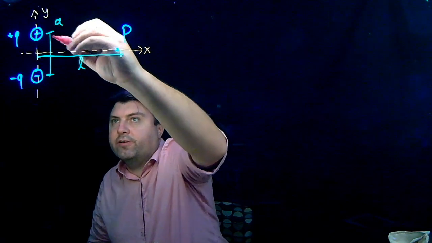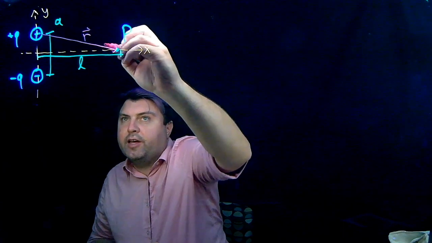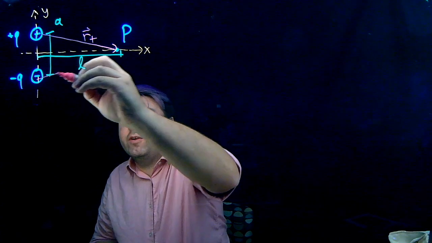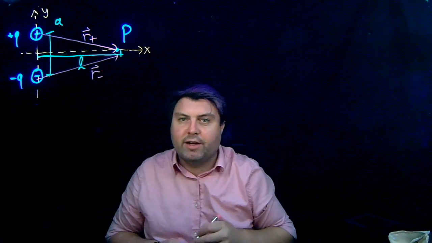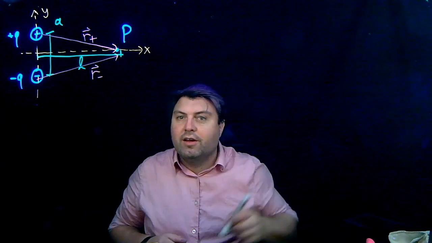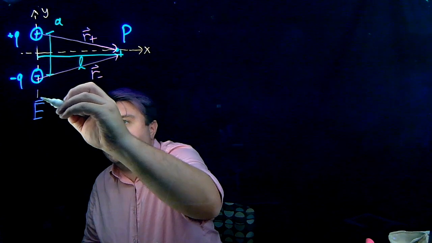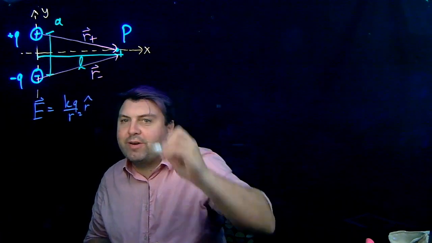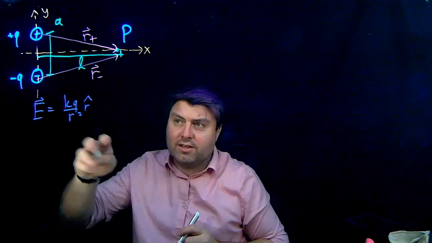So we need to draw a vector from the positive charge to the point P, and label it R vector plus. We're going to draw one from the negative charge as well, and call it R vector minus. Now that we have that, we can go into our organized step. We're trying to find the electric field, so let's write the electric field equation to remind ourselves and organize ourselves. We need to find all of these individual elements.